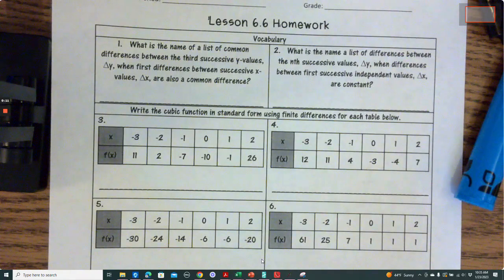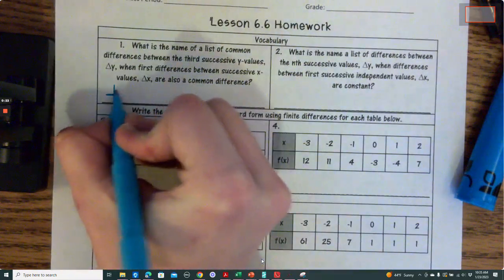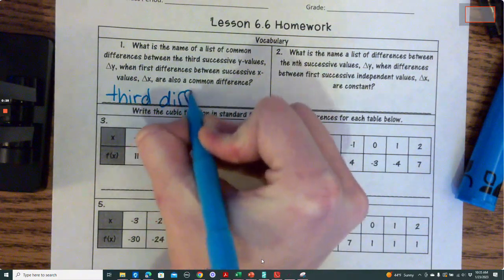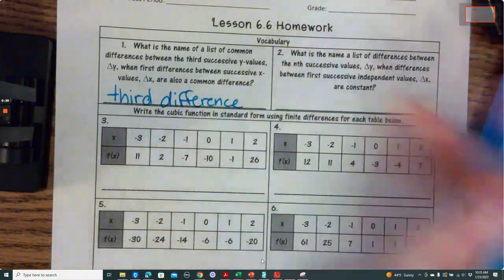Number one, what is the name of a list of common differences between the third successive y values, change in y, when first differences between successive x values, change in x, are also a common difference? This is a third. Yep, so we're looking for third differences when we're doing cubics.